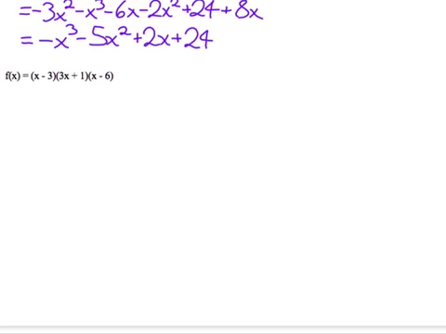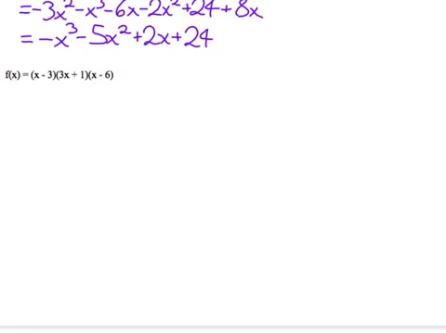We'll do the same thing in the next example. So our roots are x equals 3, x equals negative 1/3, and x equals 6. We'll expand the same way.